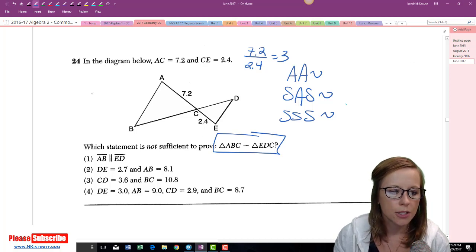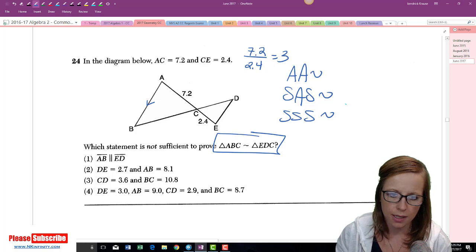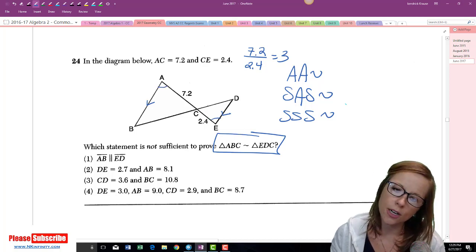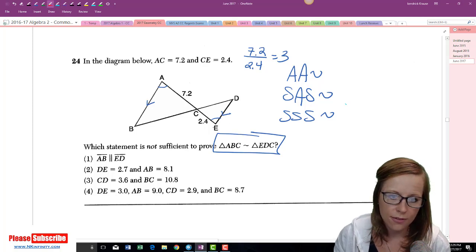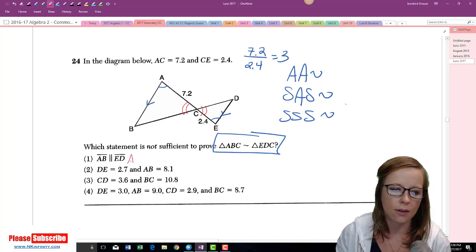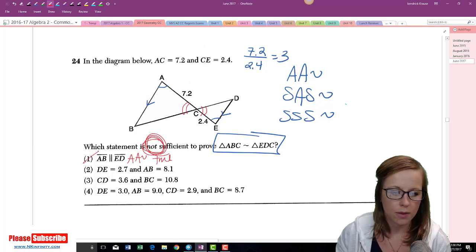Okay, so if AB is parallel to ED, then I get all of my parallel angles, right? So that would mean A and E are alternate interior. And I would also have the angles at C because those are vertical angles, and that has nothing to do with parallel. So that would be angle-angle similarity for choice 1. That would be angle-angle similarity, so it's true. And we're looking for what's not sufficient. So it can't be choice 1.